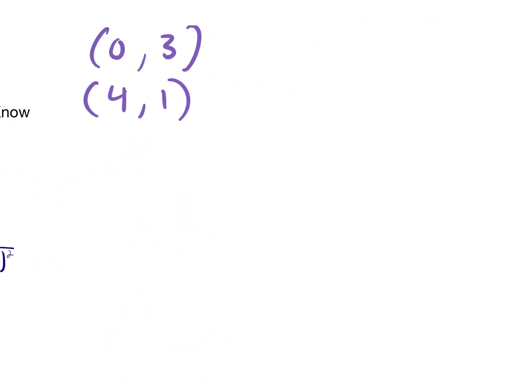If I were to graph these, for the first one we stay at 0 and go up 3. Second one we go to the right 4 and up 1. This would be my line.